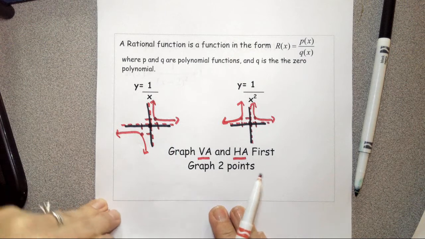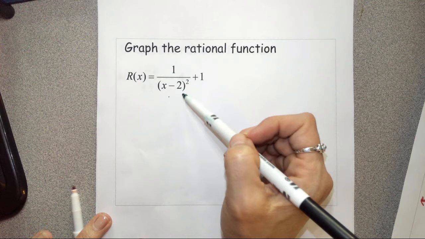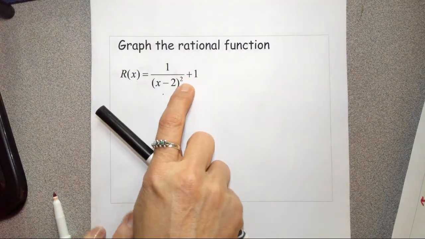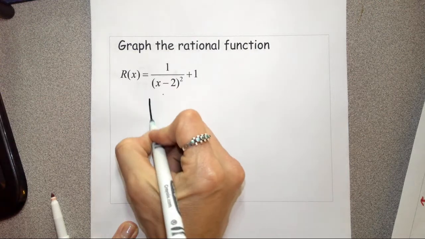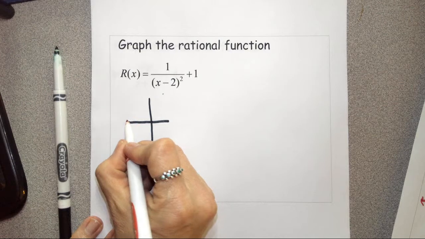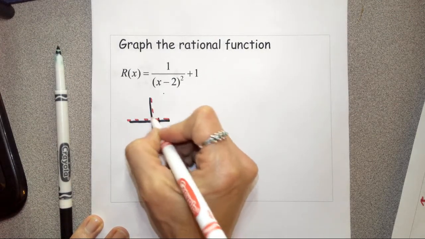Okay, so let's go do some practice problems. If they ask me to graph y equals 1 over x squared plus 1, the first thing I'm going to notice is this is an x squared problem. So if you were to graph the parent function, it would look like this. We just went over this. This is what the 1 over x squared looks like.